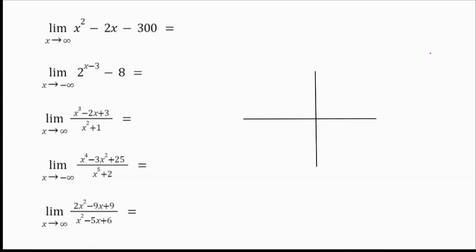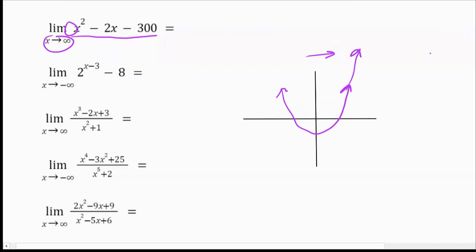So first one here, what I'm dealing with is a quadratic. The quadratic is positive, which means that I have this U shape here, and both ends point up. So as I go to the right, or as I go to positive infinity, then I know that my y value is also going towards positive infinity. So this limit's value is infinity.